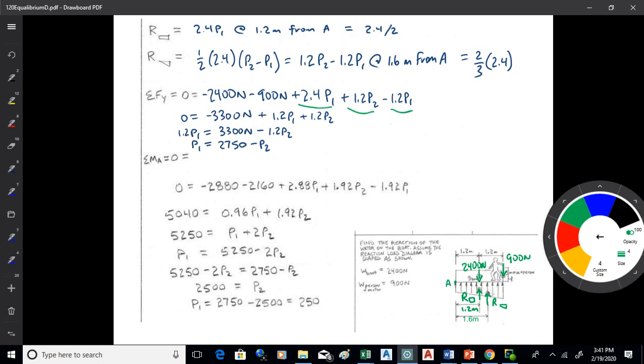All right, then I just go through the process of getting that resolved. So I'm going to combine the 2400 and the 900, so that's negative 3300. And that's going to be 1.2 P1, which is 2.4 P1 minus 1.2 P1 plus 1.2 P2. So I can solve that for P1. I'm setting up a substitution here, so P1 is 2750 minus P2.